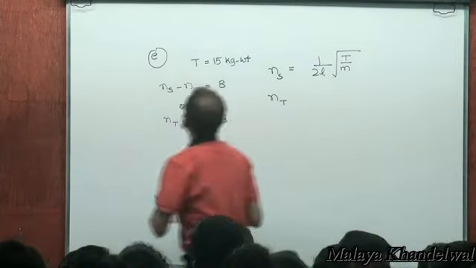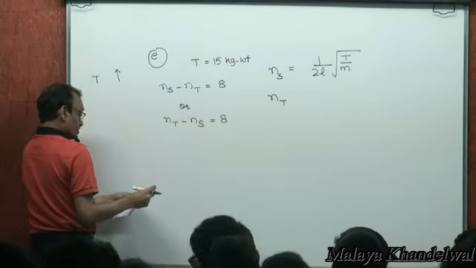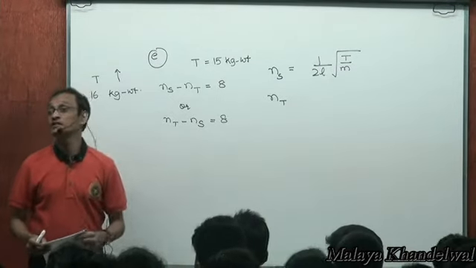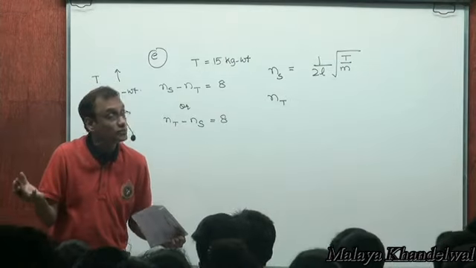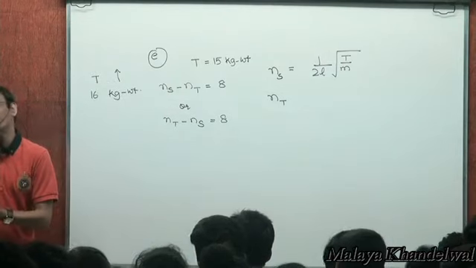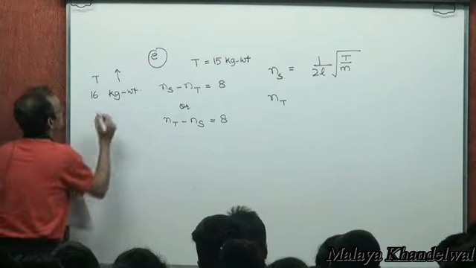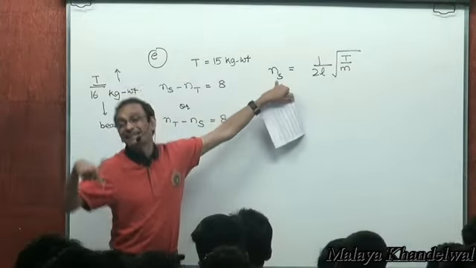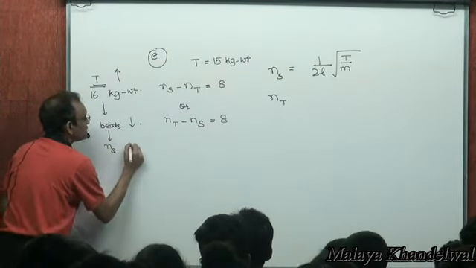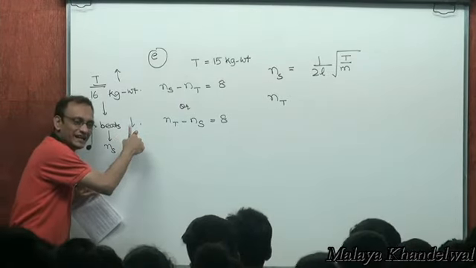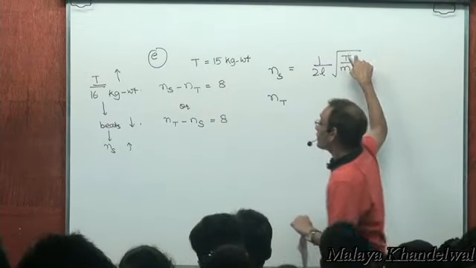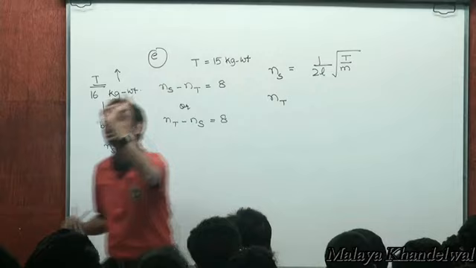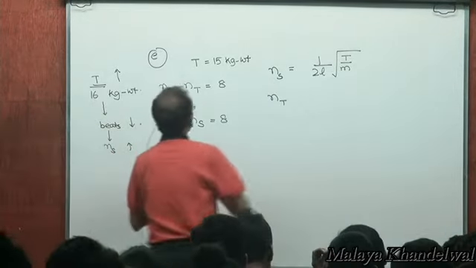Now, when the tension is increased to 16 kg weight, it is found that it's in unison with the fork. Being in unison with the fork means the number of beats is zero. That means beats have decreased. It is found that beats decrease as T increases. Now, as T increases, what happens to NS? It increases. That means as NS increases, beats decrease. Because as T is increasing, NS is increasing. Now, in which case will it happen? Second case. In this case, when NS is increasing, NT minus NS is becoming zero.